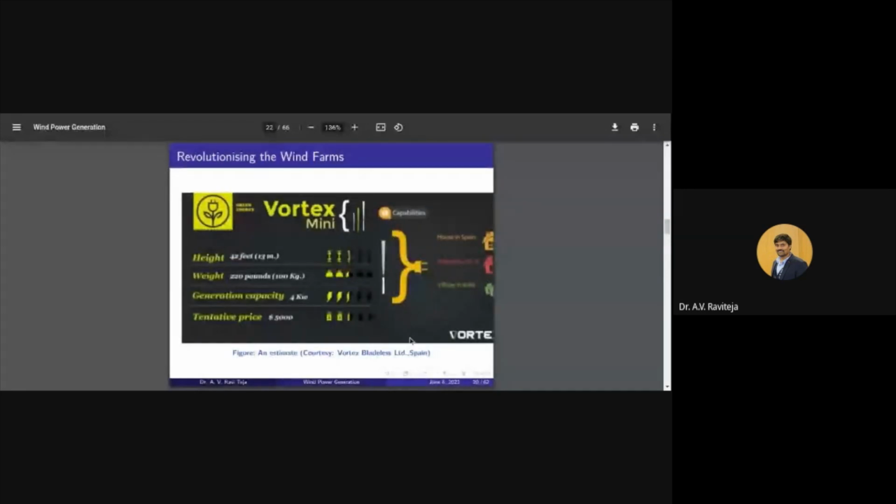There is a company called Vortex Bladeless, which is manufacturing bladeless wind turbines, and they have seen a lot of scope for bladeless wind turbines in India, USA, and Spain. They are trying to do research and manufacture bladeless wind turbines, and they have given the following advantages: height, weight, generation capacity, price. We have an advantage with respect to bladeless wind turbines.